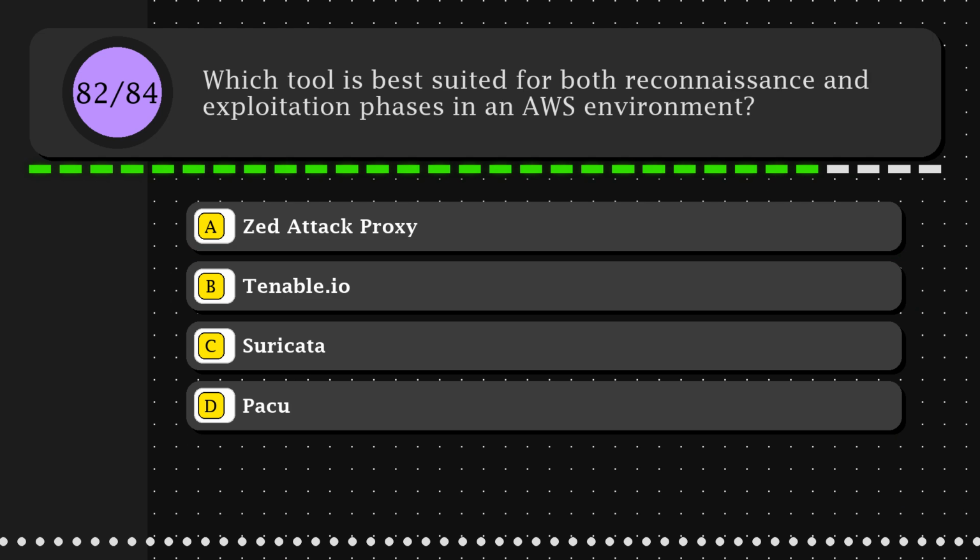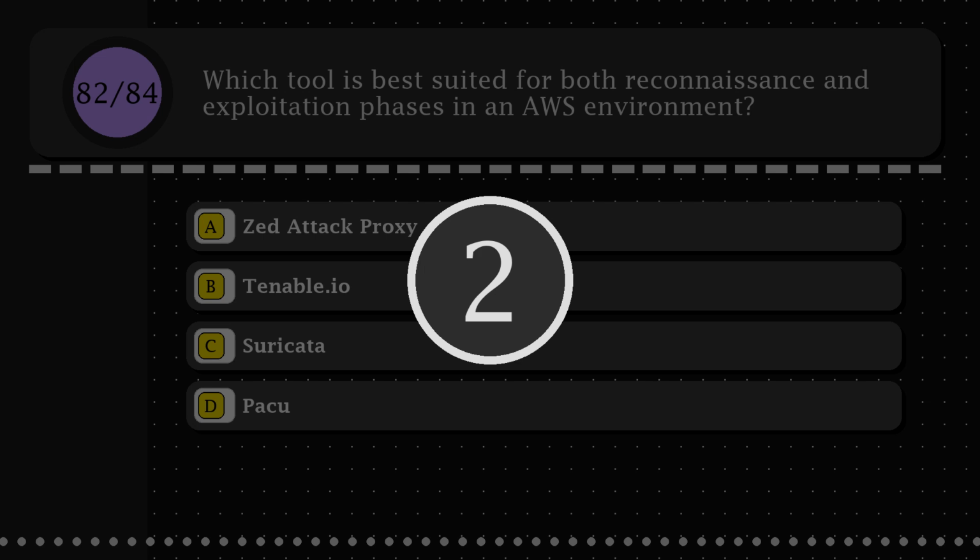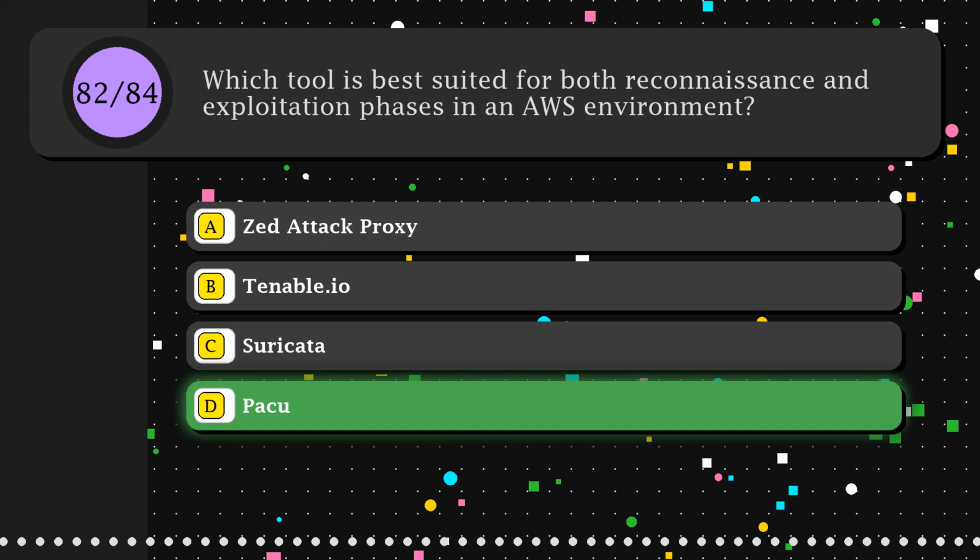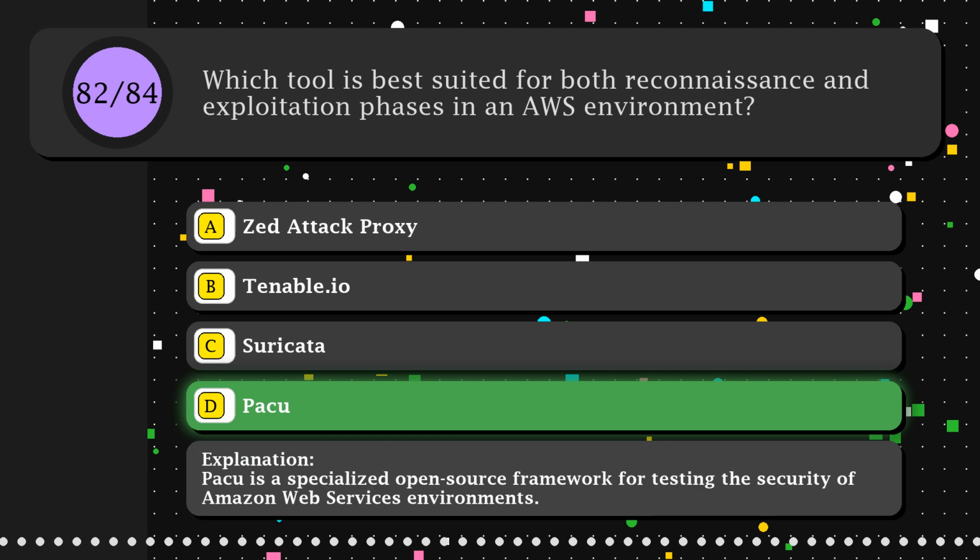Question 82. Which tool is best suited for both reconnaissance and exploitation phases in an AWS environment? Option A. ZAP, the Zed Attack Proxy. Option B. Tenable.io. Option C. Suricata. Option D. Pacu. The correct answer is option D. Pacu. Pacu is a specialized open-source framework for testing the security of Amazon Web Services environments.